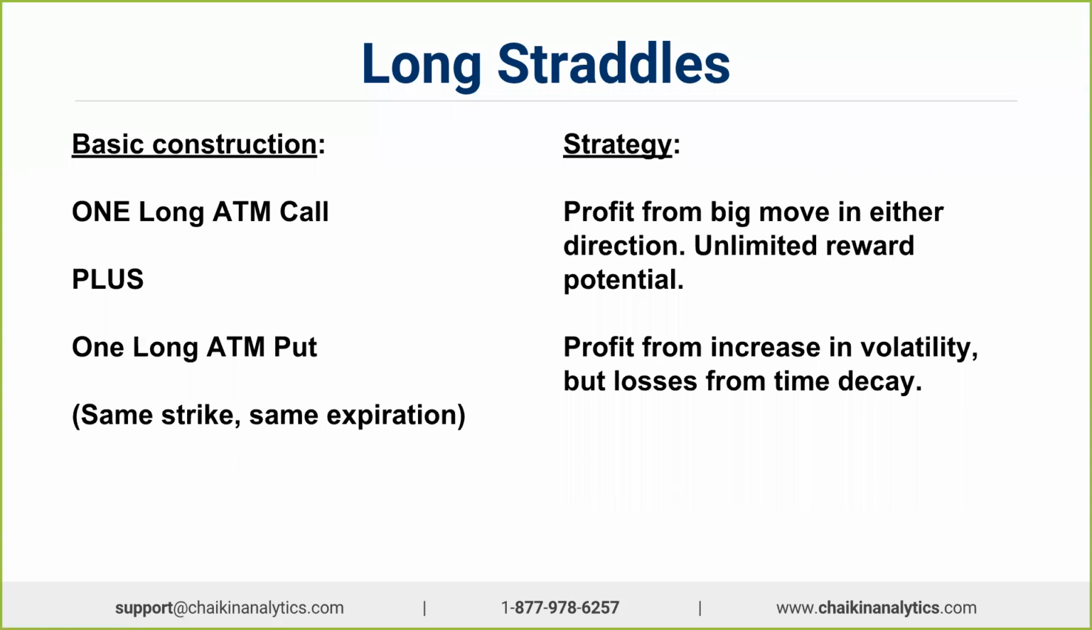Again, you want to do this farther away from earnings, though. The farther away from earnings you get, typically, the lower the implied volatility. And in this case, you can profit simply from an increase in volatility. At the money options are the most sensitive to changes in volatility. They have the highest vega. And so if you get a rise in implied volatility, that can really help you.